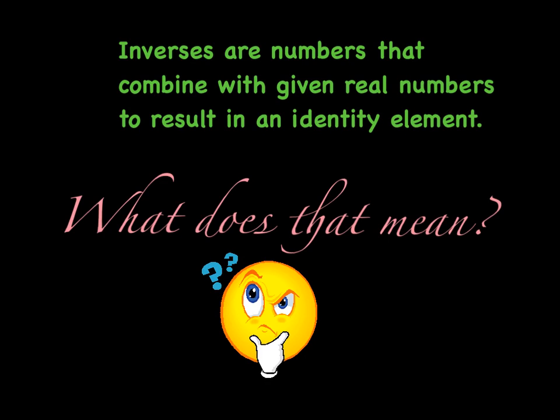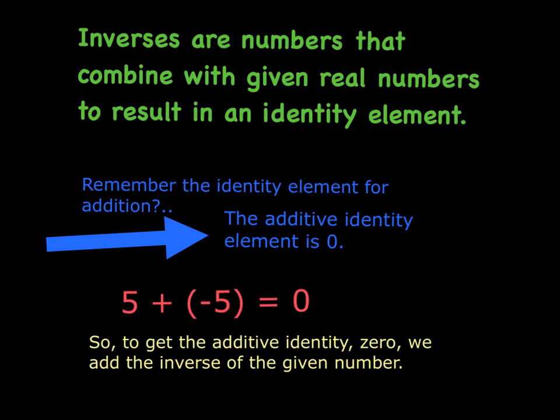So inverses are numbers that combine with given real numbers to result in an identity element. Well, what does that mean? Inverses are numbers that combine with given real numbers to result in an identity element. So let's remember the identity element for addition. The additive identity element is 0. So in order to get 0, we need to add a number's opposite. 5 plus negative 5 equals 0, which is the additive identity.